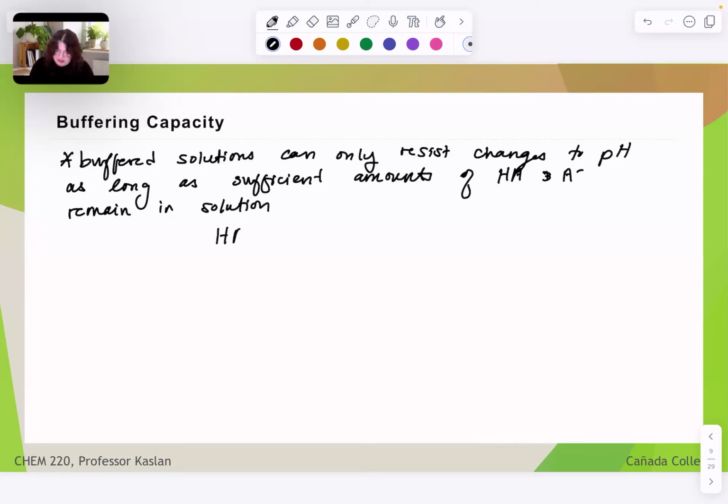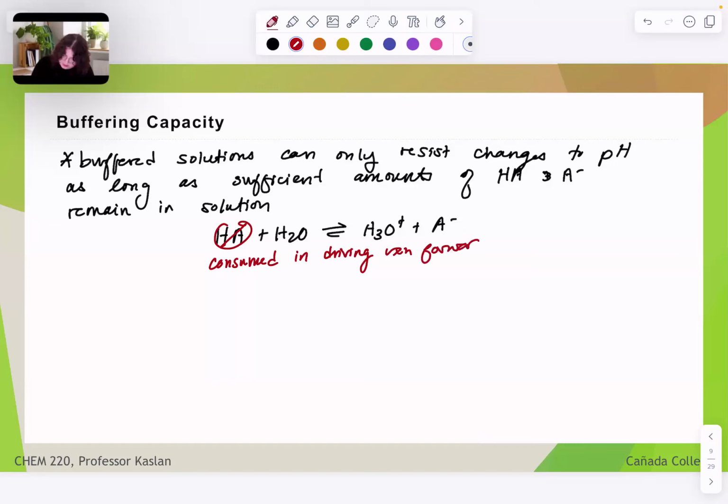Because once HA runs out, then what's going to happen is if I drop this all to 0, because I have neutralized too much of this, so all of this was consumed in driving the reaction forward to counter the addition of hydroxide, then I no longer have a solution that exists with both acid and conjugate. So I'm no longer a buffer.